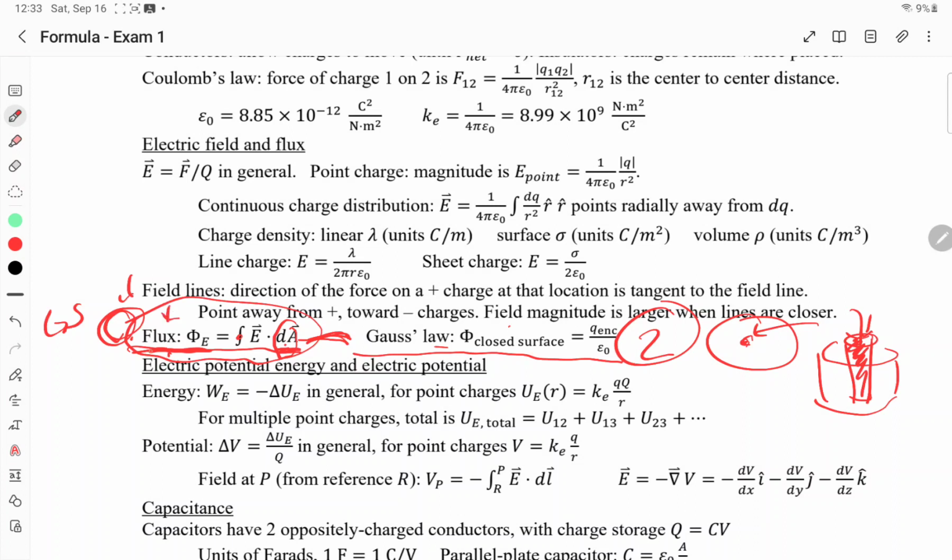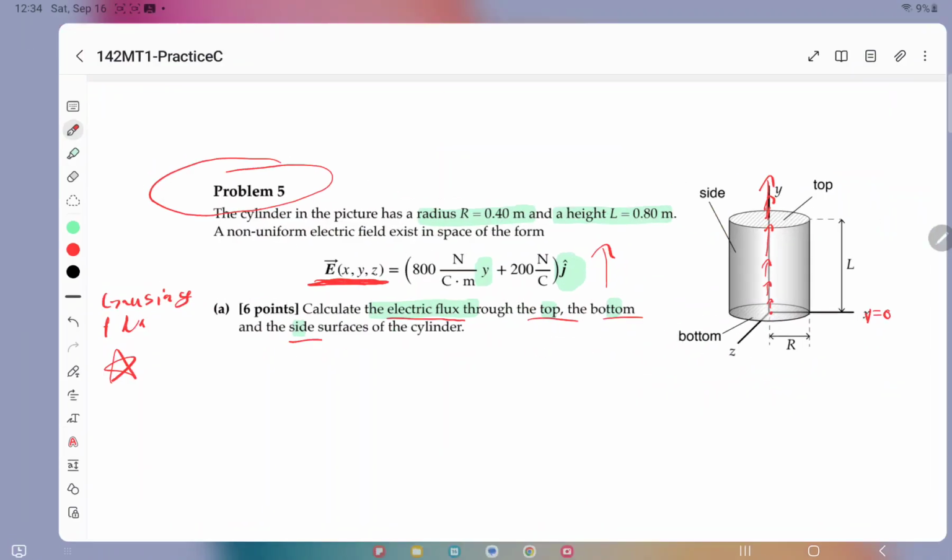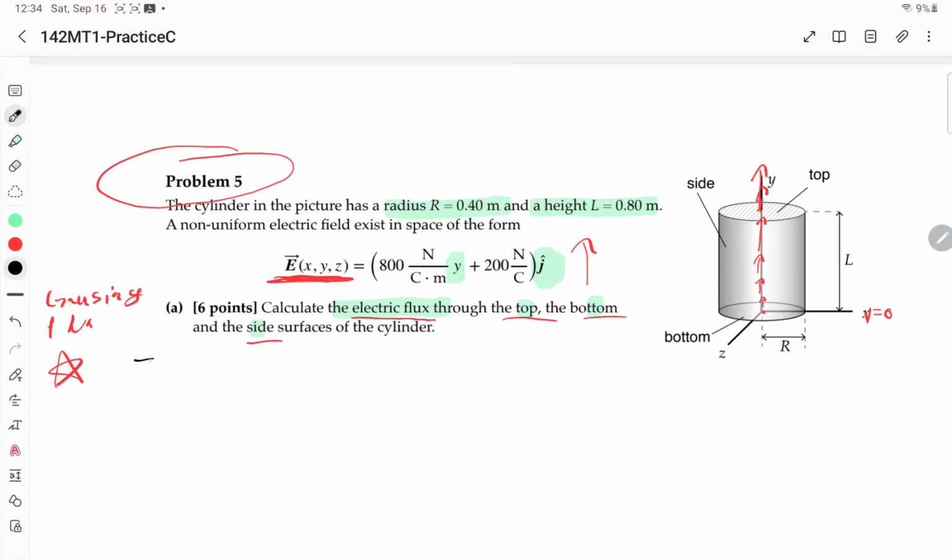Why? Because one, it's referencing flux. It says it in the equation itself. And also two, because this is doing the surface integral. So perfect. We're going to use specifically this equation. We're saying flux is equal to the integral of E dot dA, and we're doing that for the top, the bottom, and the side.